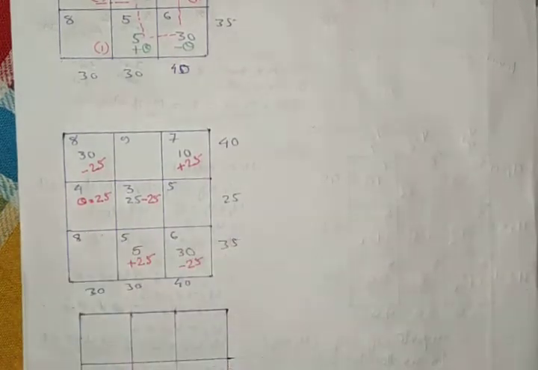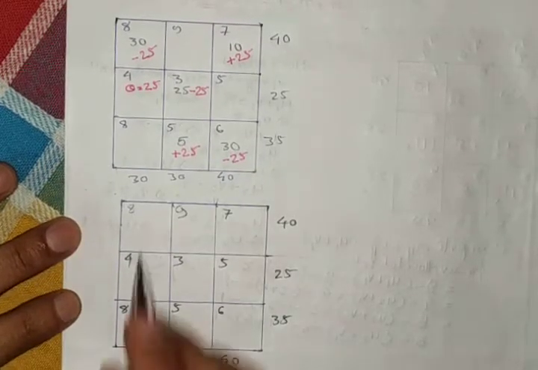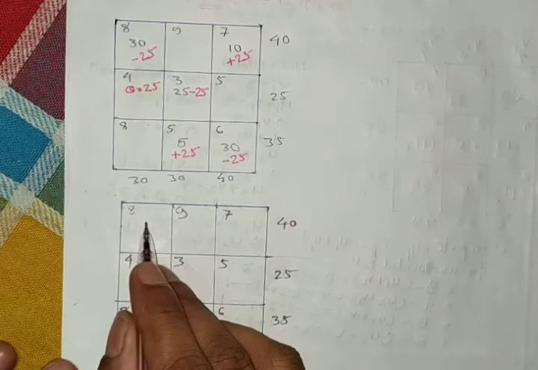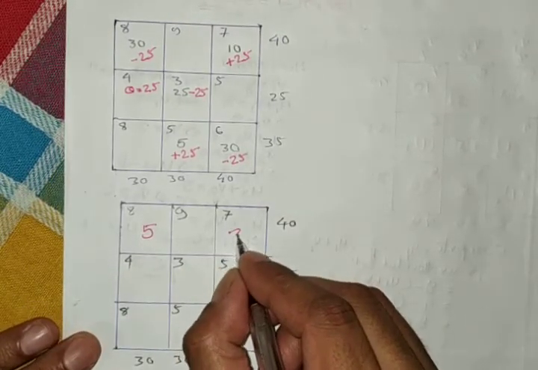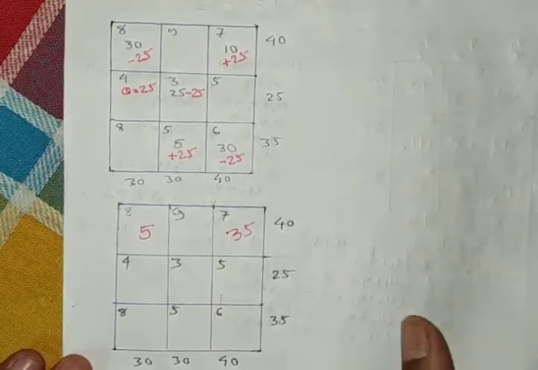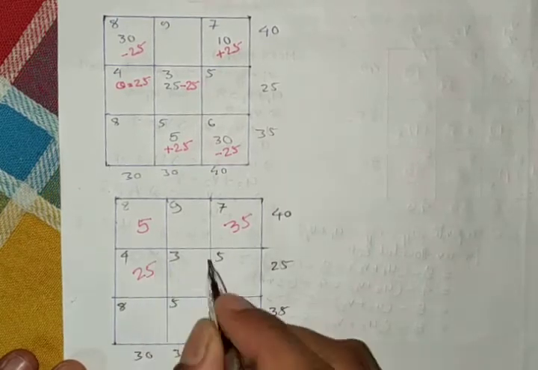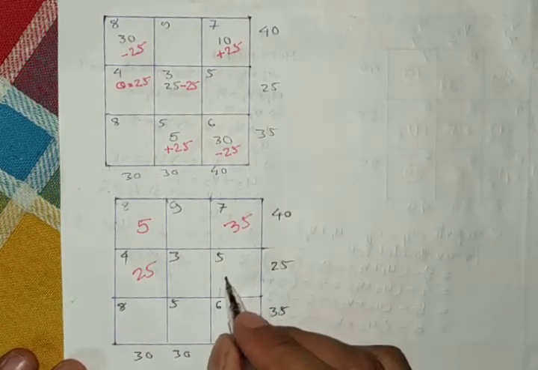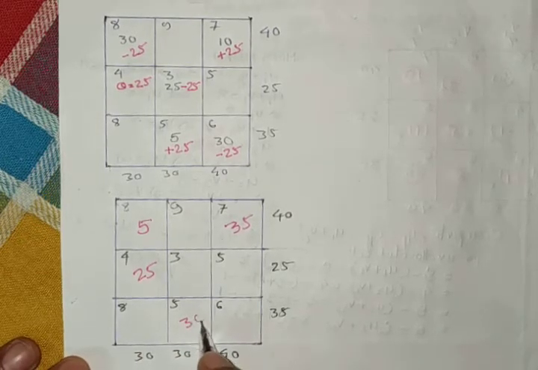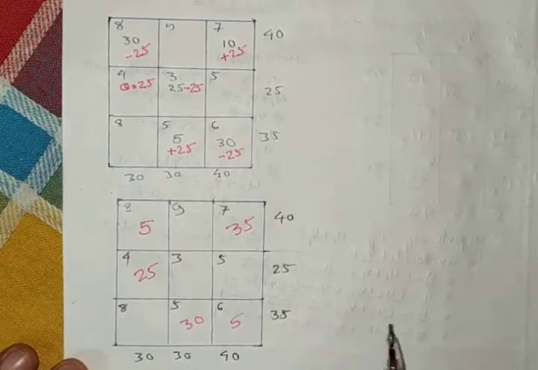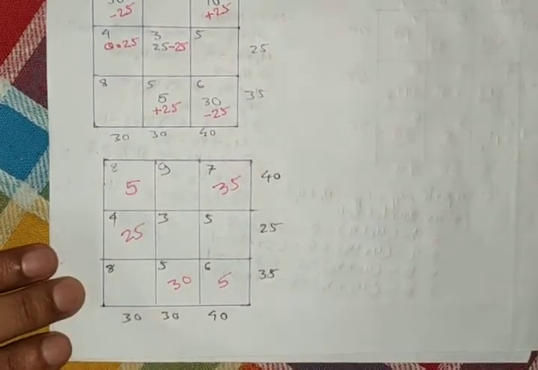Now rearrange this one. If I rearrange this, then it will become 5. This became 35. This one 25. This will be 0, no allocation. This will be 30. This will be 5. So this is the new allocation table.